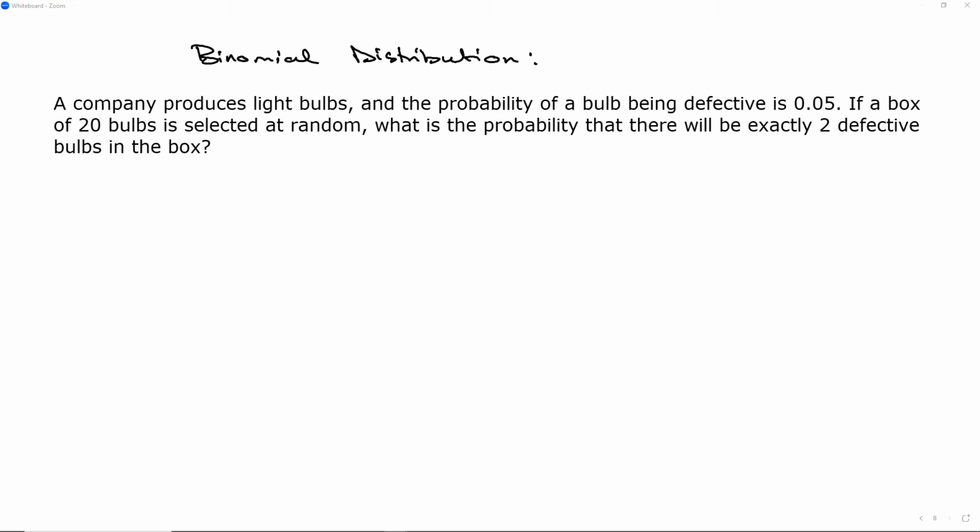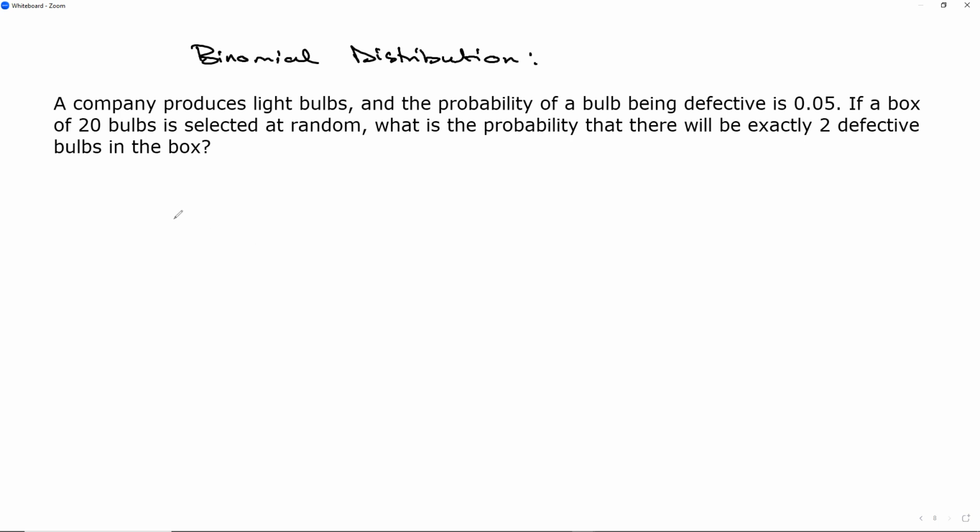All right, so a company produces light bulbs, and the probability of a bulb being defective is 0.05. So that's the first thing over here, they're giving you the defective probability, which is 0.05. And then they're saying we have a total of 20 bulbs here, selected at random. What is the probability that there will be exactly two defective bulbs out of that 20 in that box? All right, so this question involves the binomial distribution.